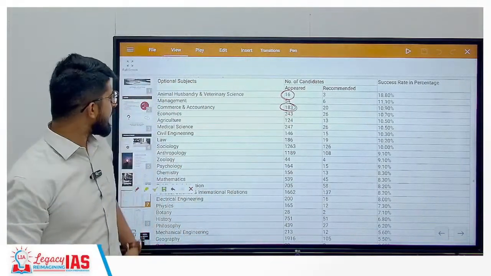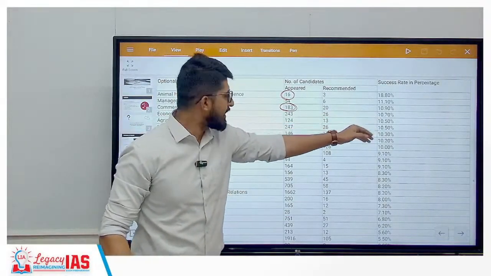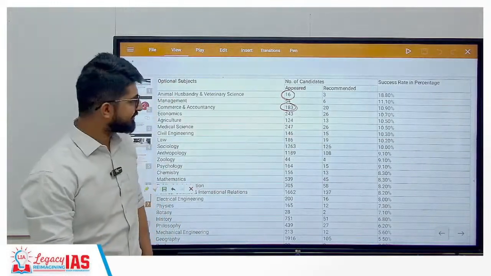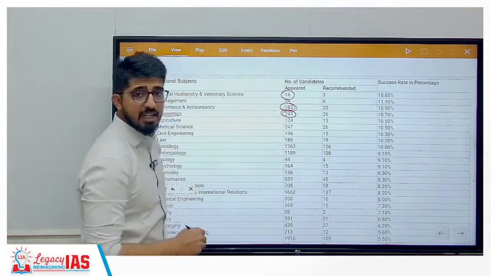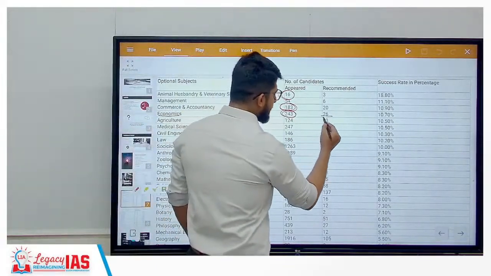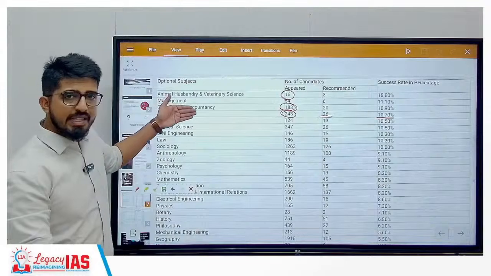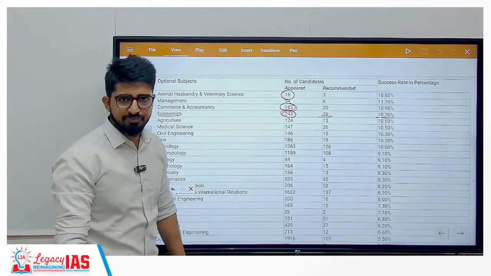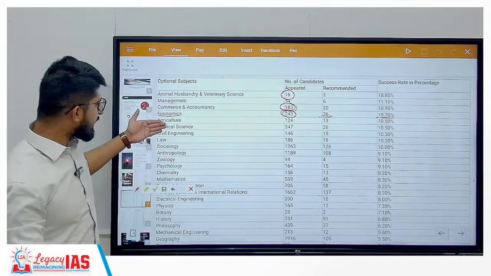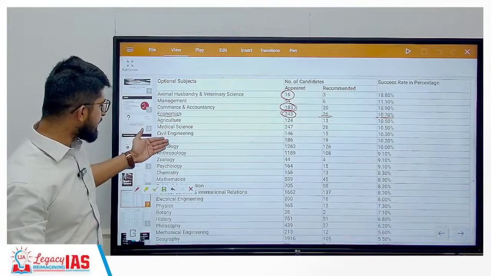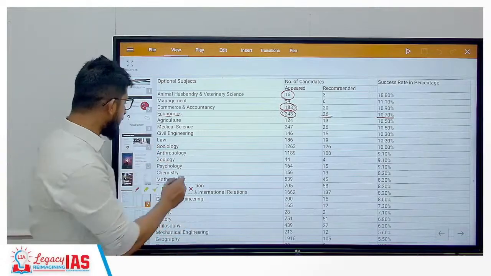183 people in commerce and accountancy, 20 people recommended, which is a 10.9% success rate. If we consider more than 200 people, then economics is a subject which has performed really well: 26 people out of 243, which is 10.7%. However, for you to choose these optionals, you should have a background. Without a background, which is the subject you can choose? Agriculture, you need a background. Medical science, you need a background. Civil engineering, law, you need a background. Sociology is a subject which you can choose without any background. So that is a very good performer.